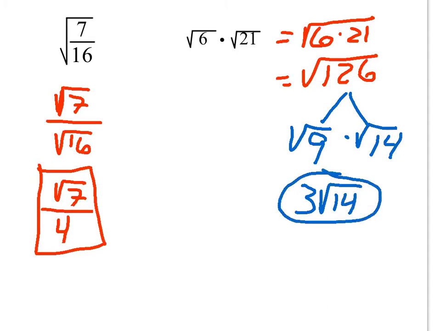Now the reason that we're doing this and we're not doing decimals is because these answers are exact. If we were to plug the square root of 7 divided by 4 into a calculator, we're going to get a decimal that goes on forever, and it's not going to be exact anymore. These answers are exact, which at times is what you need the most.